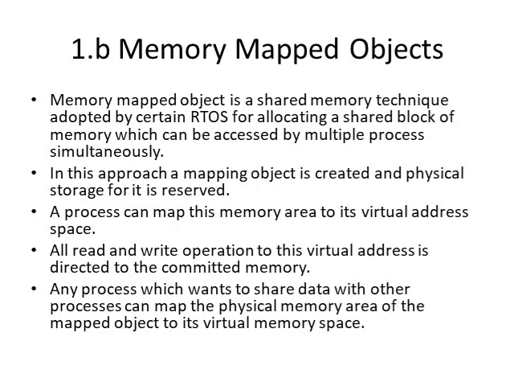Now here the memory that has been reserved, or the mapping object that is created, has a virtual address space. So the processes can map this memory area to their virtual address space. If the process does a read or write operation to this virtual address, the read and write operation will be directed to that reserved memory. So here the virtual address plays a very important role.